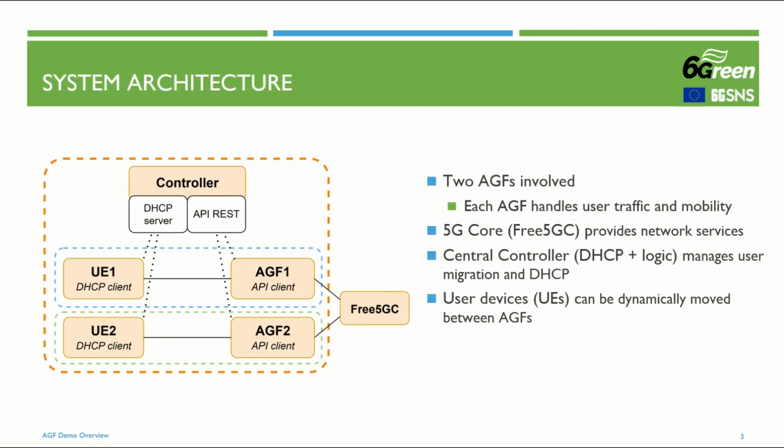The system architecture involves two AGF instances, AGF1 and AGF2, each handling user traffic independently. A central controller orchestrates user migration decisions and manages DHCP-based IP reconfiguration. The 5G core, provided by free5GC, handles authentication, session management, and user plane functions. User equipment devices, UE1 and UE2, can be dynamically reassigned from one AGF to another without service interruption.